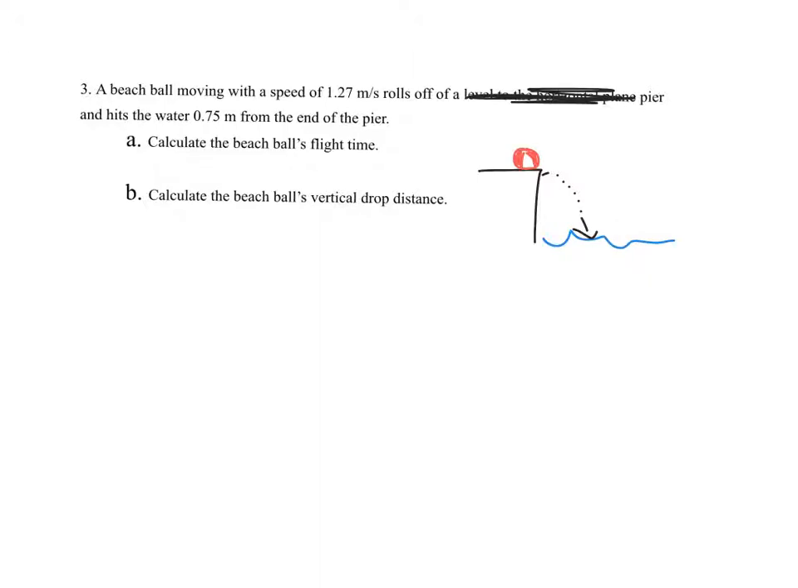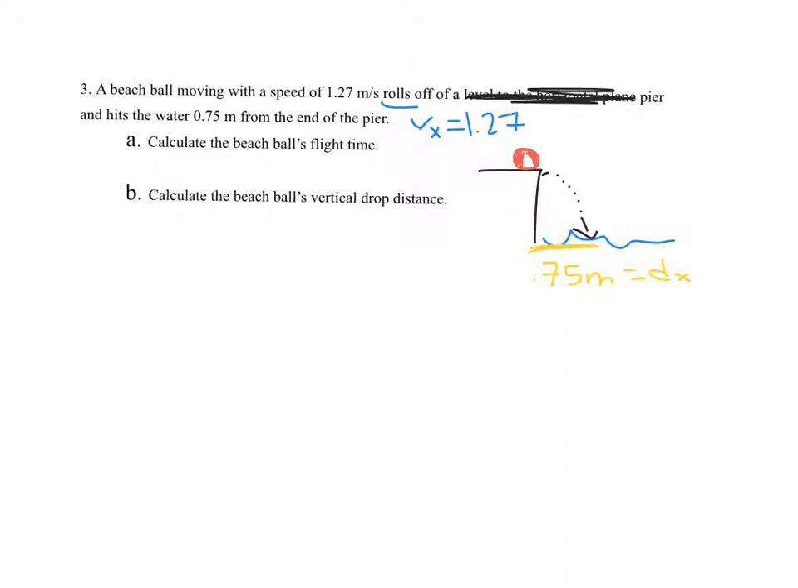Okay, so for this problem, I went ahead and drew the picture. We know a few things. We know that it's going to hit the water 0.75 meters from the end of the pier. That's going to be my dx. The other thing that we know is that it rolled off, which means that it wasn't kicked up or anything like that. So this is just going to be only a horizontal velocity, which means that our Vx is going to be 1.27.